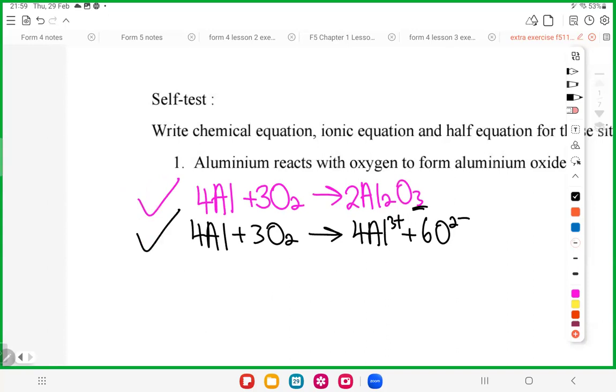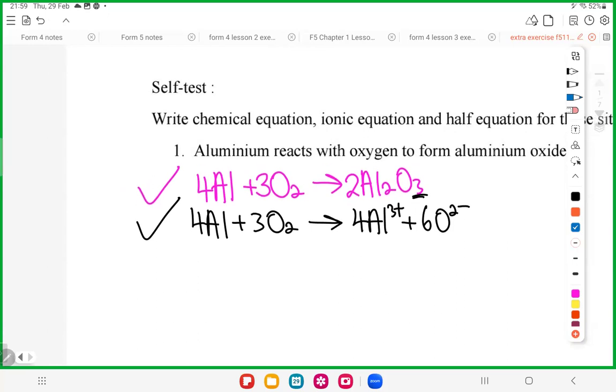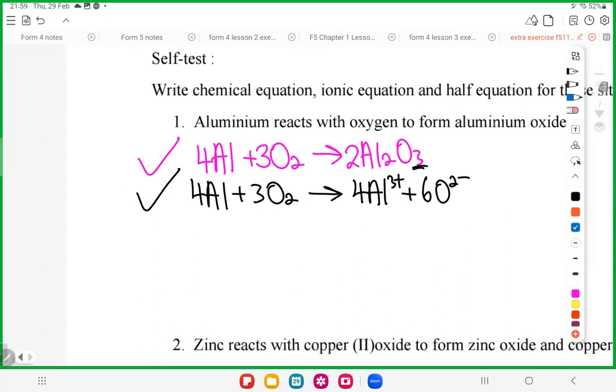Let's do the last one. The last one is actually the half equation. For the half equation, we need to break it down. 4Al on the left, 4Al3+ on the right. Next one. 3O2 on the left, 6O2- on the right.